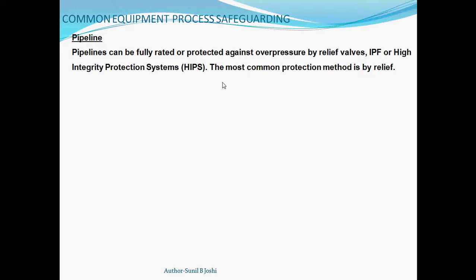So all we are going to are again those three options. Either you can provide a fully rated system, or you can provide a relief valve, or the third option, which is IPF or a HIPS protection. The most common protection method is by relief valve normally in pipelines.